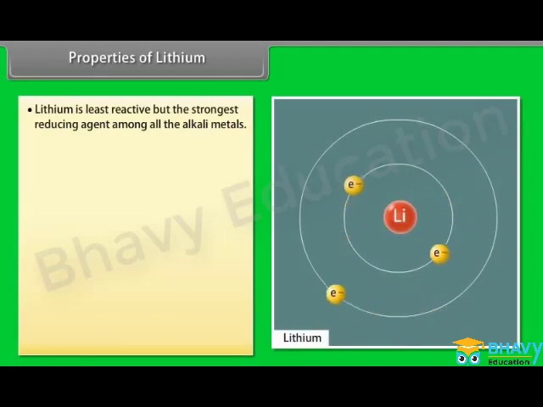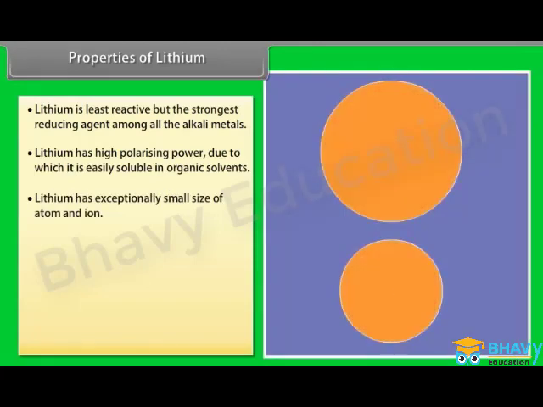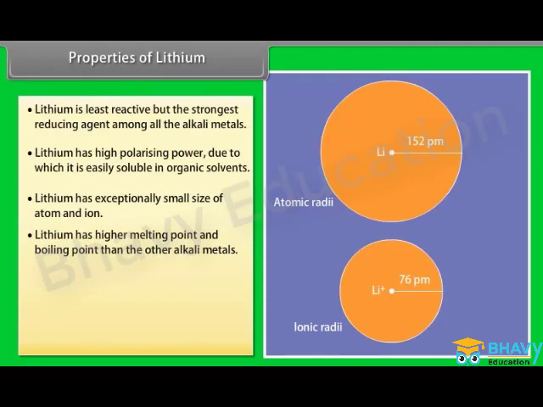Properties of lithium. Lithium is least reactive but the strongest reducing agent among all the alkali metals. Lithium has high polarizing power, due to which it is easily soluble in organic solvents. Lithium has exceptionally small size of atom and ion. Lithium has higher melting point and boiling point than the other alkali metals.